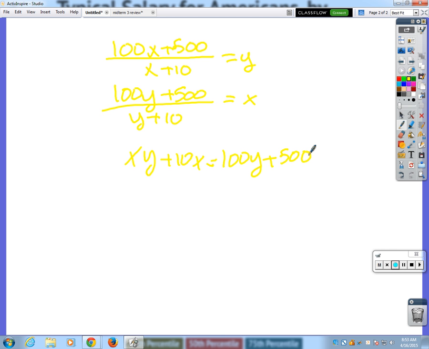Okay, then you just have to remember that you want to get everything on one side and then everything else on the other. Okay, so what are you trying to solve for? Okay, so everything that has a y in it goes to the left. Or the right, but I'm going to go to the left. Everything without the y in it goes on to the right. Okay? So xy minus 100y equals 500 minus 10x.